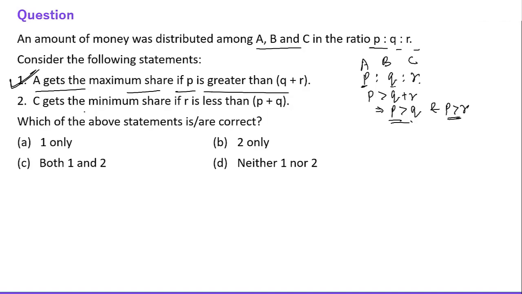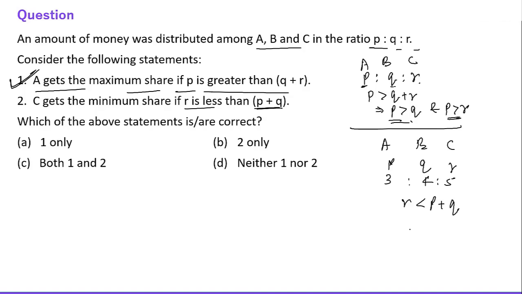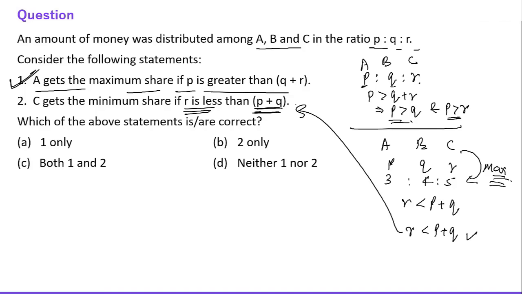After that, they are saying C gets the minimum share if R is less than P plus Q. Okay, so A, B, C. This is P, Q, R. They are saying if R is less than P plus Q. No, we cannot say. For example, let's say it is 3, 4, 5. So here R is less than P plus Q. Yeah, it is satisfying. But here C is getting the maximum. The question is saying C gets the minimum if R is less than P plus Q. So here R is less than P plus Q, but C is getting the maximum. So this condition is not correct. So one only. Which of the following is correct? One only. Right, everyone? One only is correct. Okay. Now let's move to the other question.